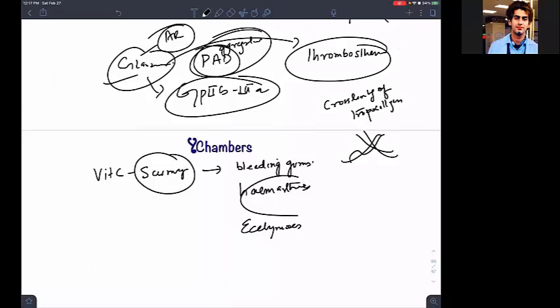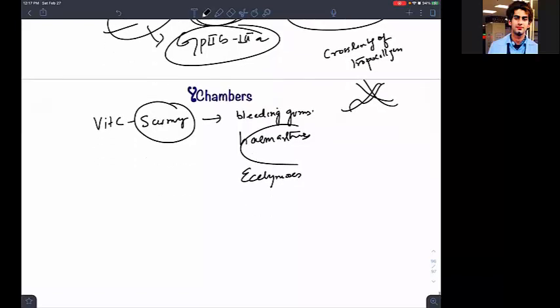If I talk about scurvy, I have a vitamin C deficiency, so I will be having more bleeding gums. I will be having hemarthrosis. Even in thrombocytopenia, let us talk about the problem in platelet count.